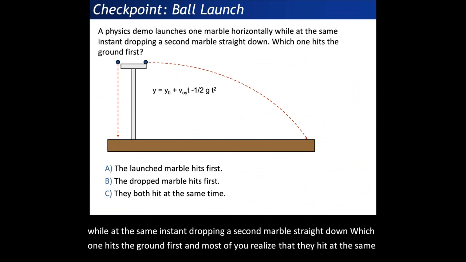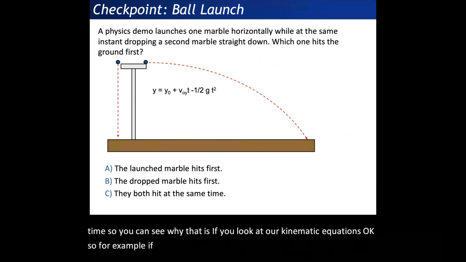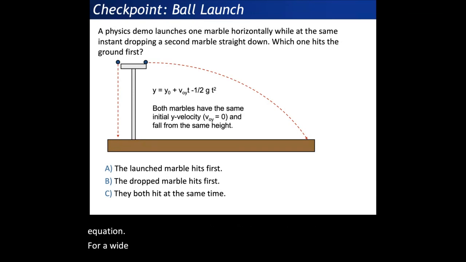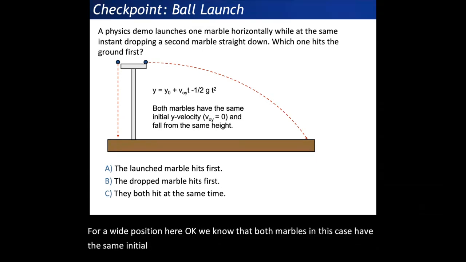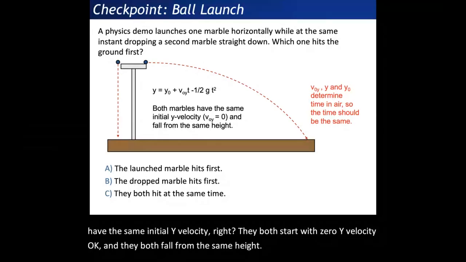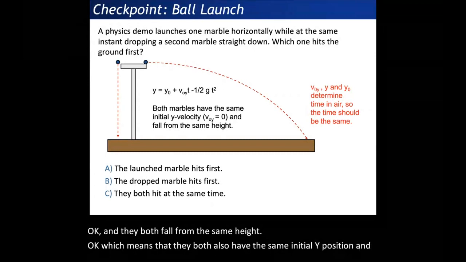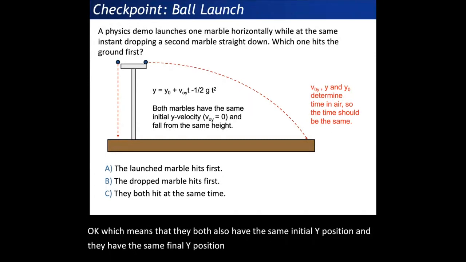You can see why that is if you look at our kinematic equations. For example, if we look at the kinematic equation for y position, we know that both marbles have the same initial y velocity. They both start with 0 y velocity, and they both fall from the same height, which means they have the same initial y position and the same final y position. y and y0 are the same.